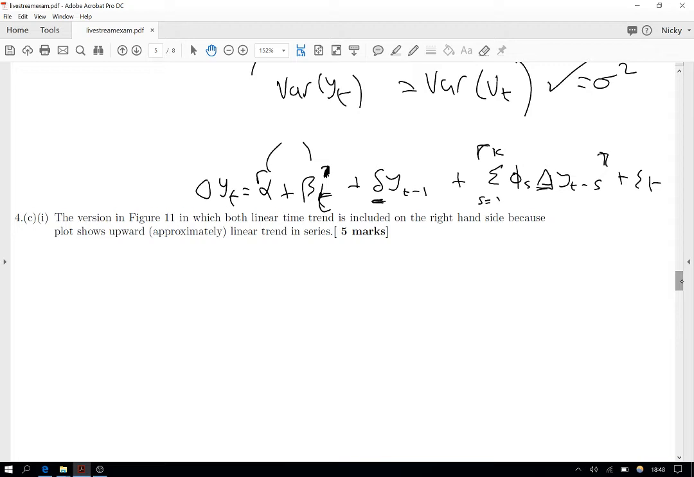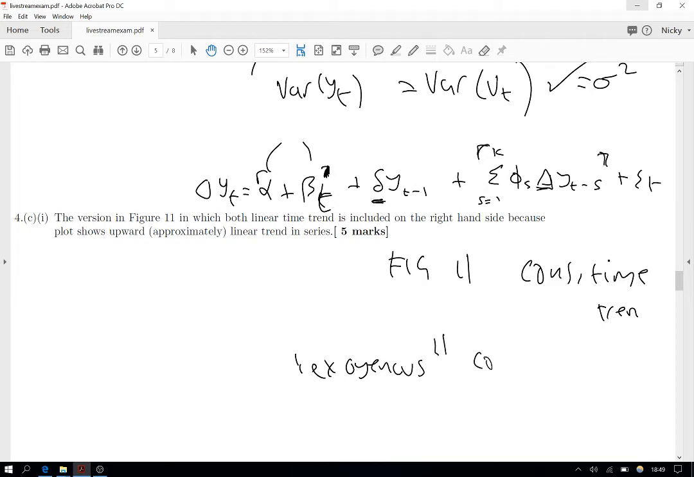If we want to test for a unit root, we have to allow, under the alternative hypothesis, that if there isn't a unit root, then there's at least a linear time trend model going on here. So again, you just need to interpret the graph and justify which augmented Dickey-Fuller test we would use. And in this case, we would use figure 11, which gives us a constant and a time trend. Under exogenous, it says constant and linear trend.